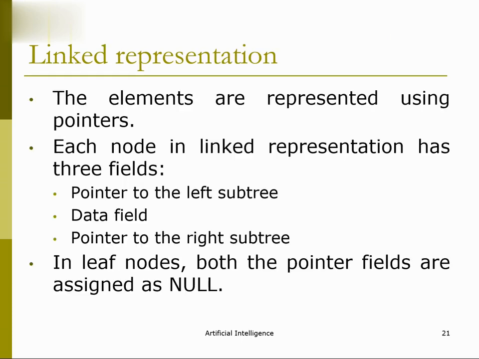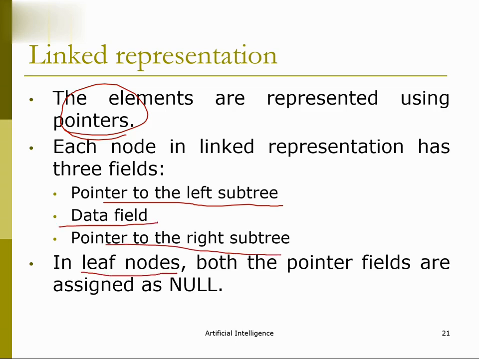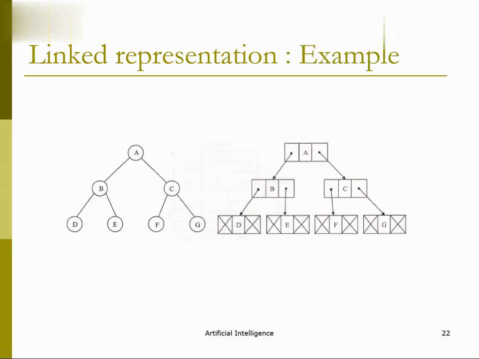In a linked representation, the elements are represented using pointers. Each node will have 3 fields. One, a pointer to the left subtree, a data field, then a pointer to the right subtree. In a leaf node, both the pointer fields would be assigned as null. In this example, the root node A will have a pointer to the left subtree, a pointer to the right subtree, and the data node.